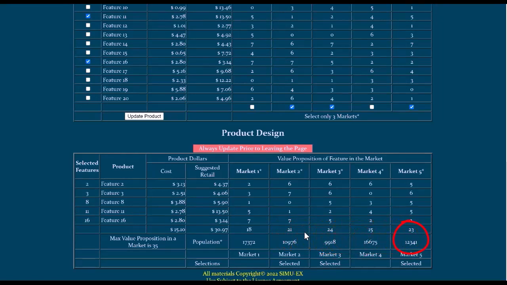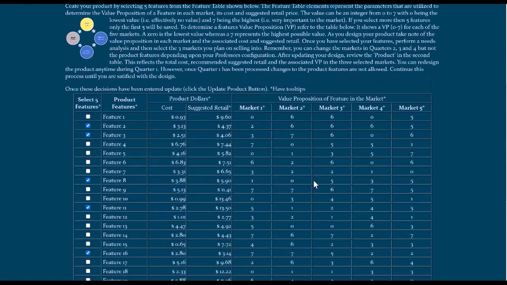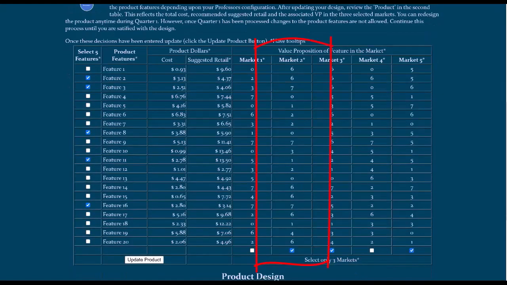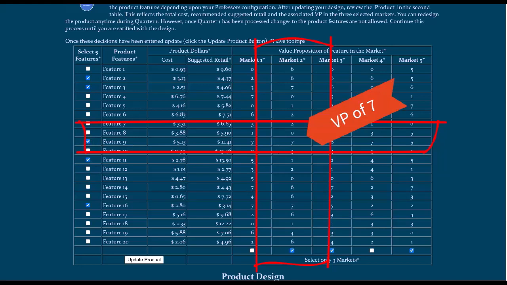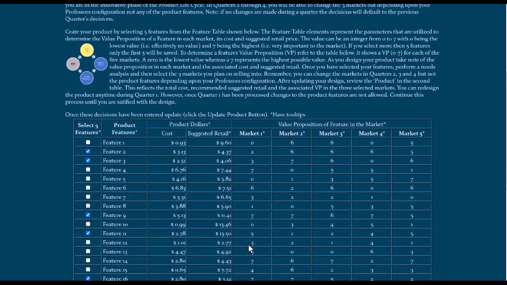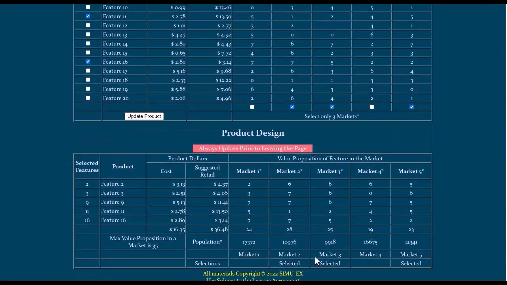If we're not satisfied with 21, we can look, for example, at feature 8. It says feature 8 in market 2 is 0. So is there something else we can replace feature 8 with in this case? Maybe let's switch feature 8 to feature 9. Why? Because look, it is a value of 7 in market 2. So let's update and take a look. What has this done? And all of a sudden, notice we have now jumped to 28.